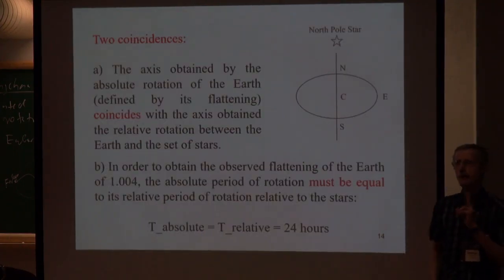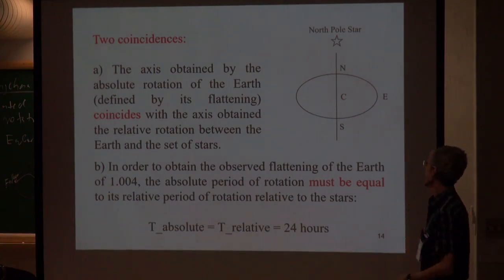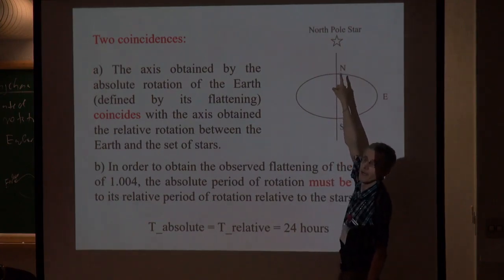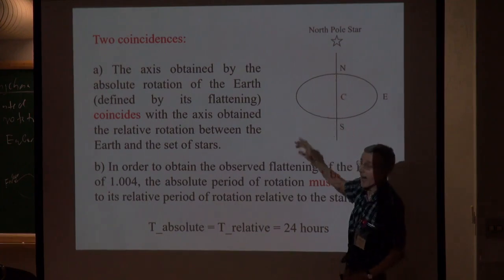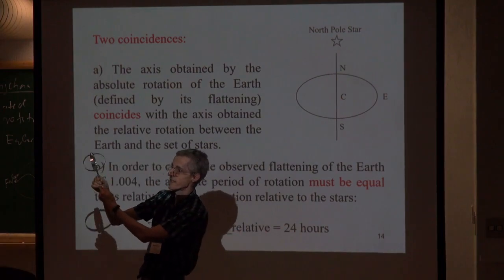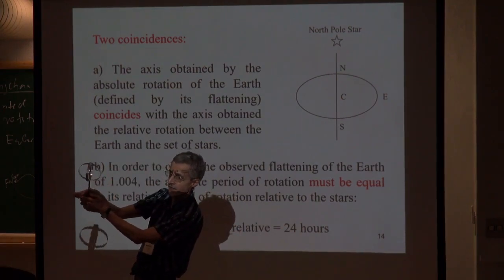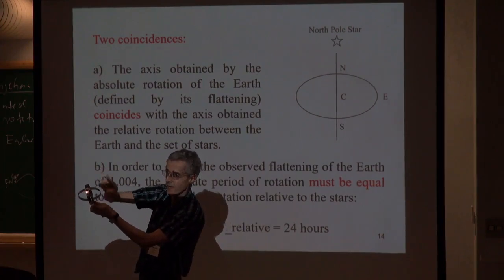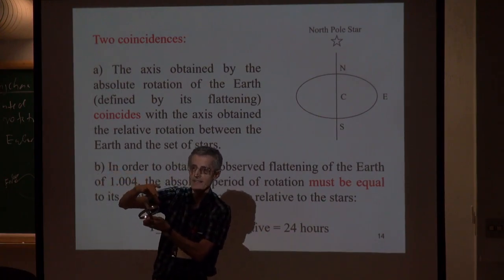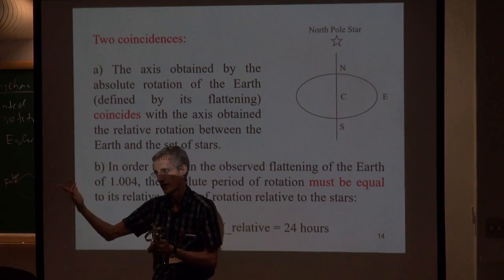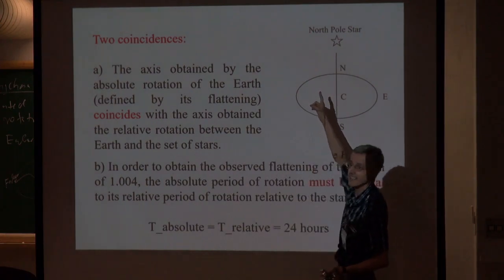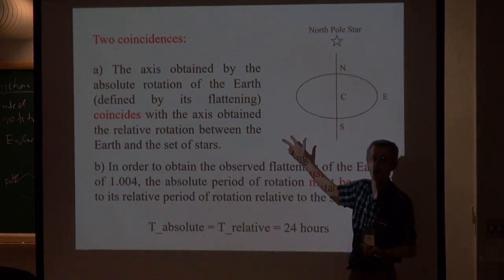Two remarkable coincidences. I showed you that we can find the axis of relative rotation by the North Pole star. Another axis of rotation is given by how this object is flattened. For instance, if I spin it like that, it's flattened in this direction. If I spin it like that, in this direction. So this axis of rotation, of flattening, is the absolute axis of rotation. It might be different from the rotation of the Earth relative to the stars, but they coincide with one another.